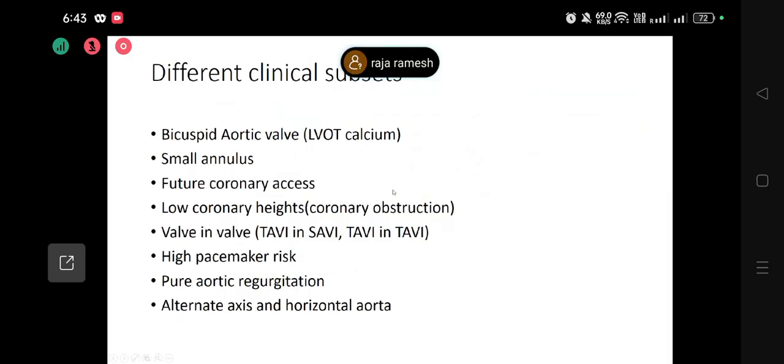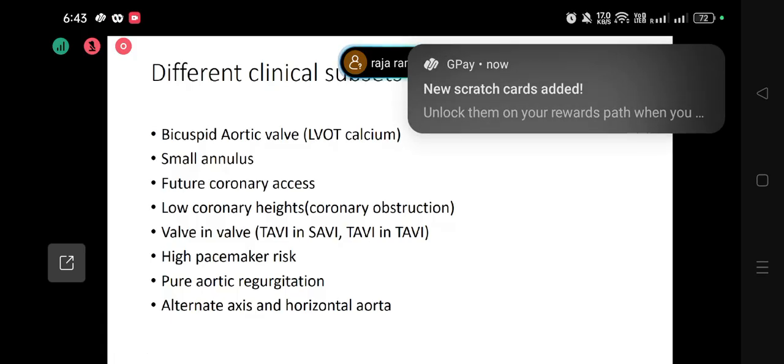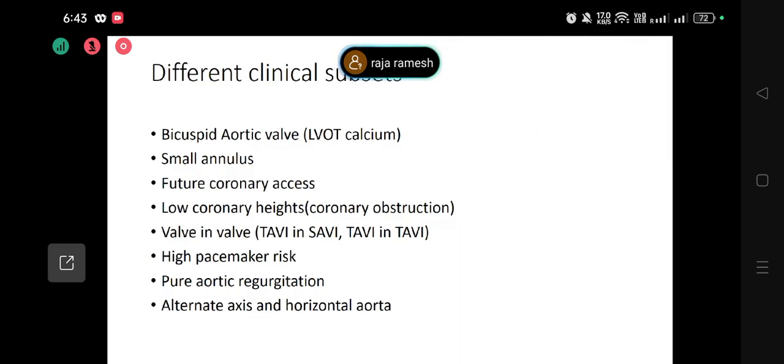Having said that, in 90% of the cases we can deploy either the self-expandable valve or the balloon expandable valve. But there are certain clinical subsets, certain anatomies, which will demand a specific valve. That is, in this particular case a self-expandable valve is ideal, and in this particular anatomy a balloon expandable valve is ideal. So these are the particular subsets which I have chosen today for discussion.